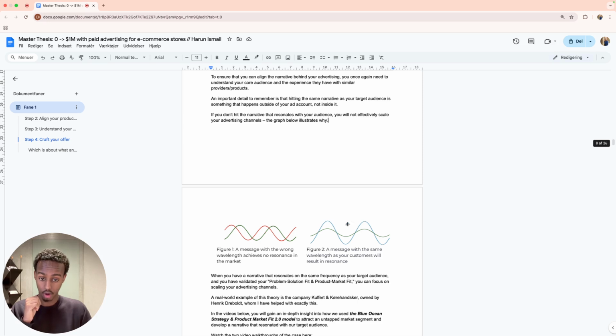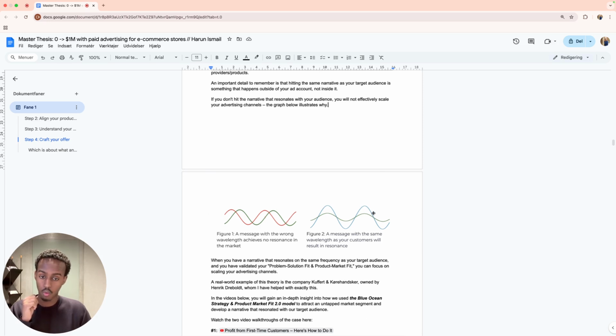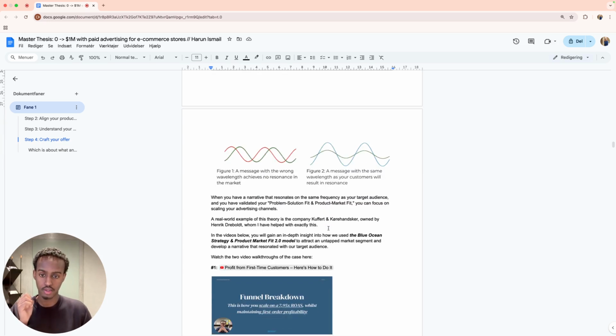And the graph below right here essentially shows why. You can see we have a figure one, which is a message that doesn't resonate with the wavelengths of our audience. A message with the wrong wavelength achieves no resonance with the market, as you can see here, but a message with the same wavelengths as your customer will result in resonance.